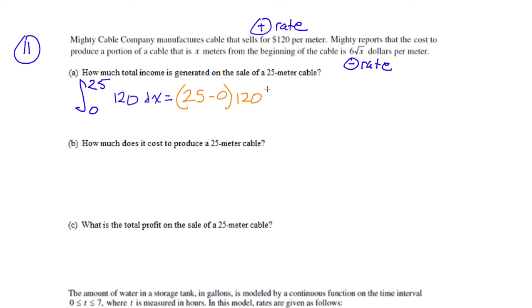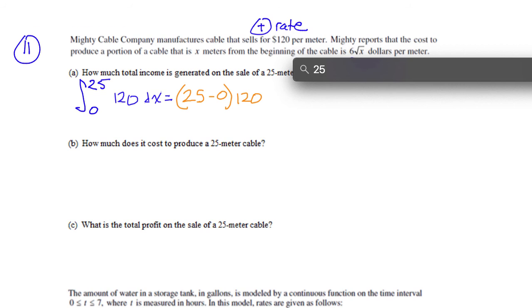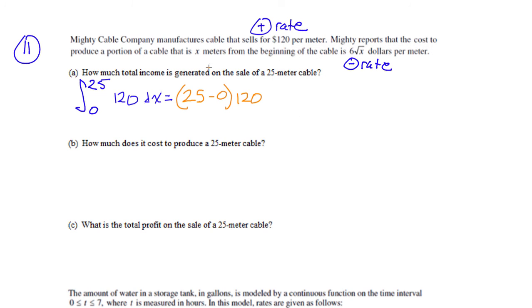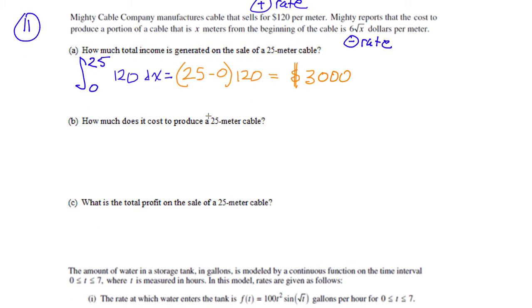So we have a calculator, so let's use it. 25 times 120 is 3,000. So that's going to be net income of $3,000. How much does it cost to produce? What is your negative rate of a 25 meter cable? So now I'm doing this one with the same integral from 0 to 25, the integral from 0 to 25 of 6 square root of x dx.